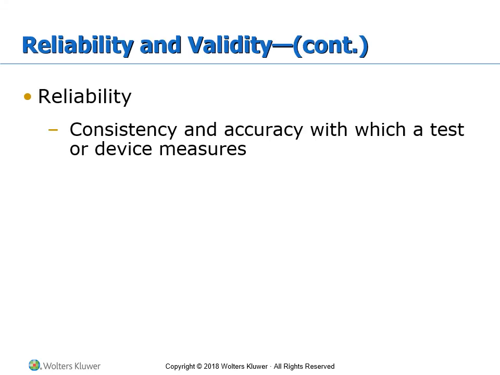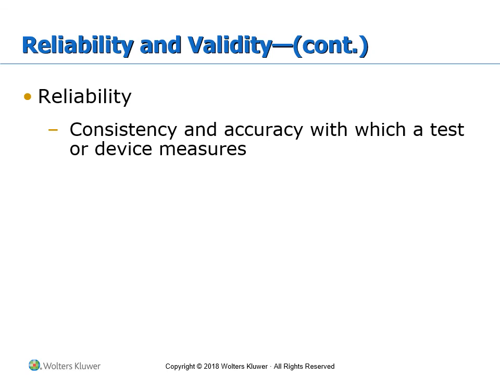Now, we're also concerned with reliability, or you might hear the term precision, which is looking at the consistency with which a test or device measures. Does it measure the same every time? For example, and I'm just making this up, if the lab results have a very high rate of error, or the number is incorrect half of the time, then while it may be valid, it's not a reliable test.